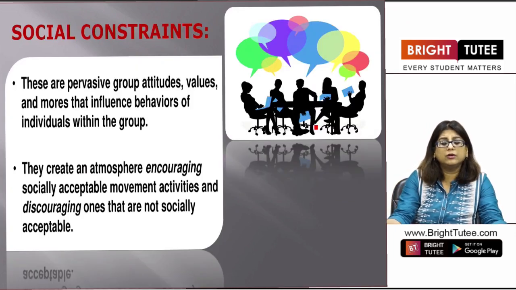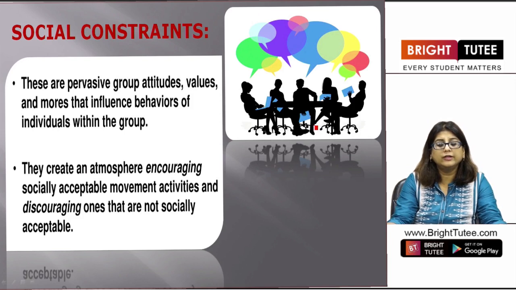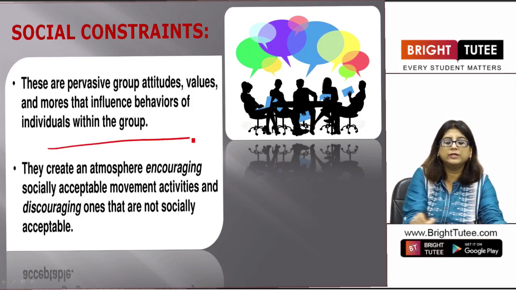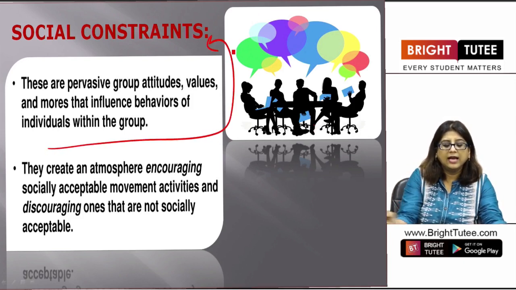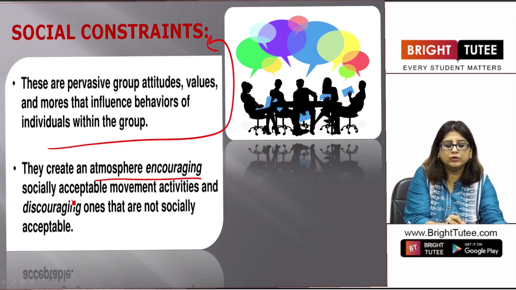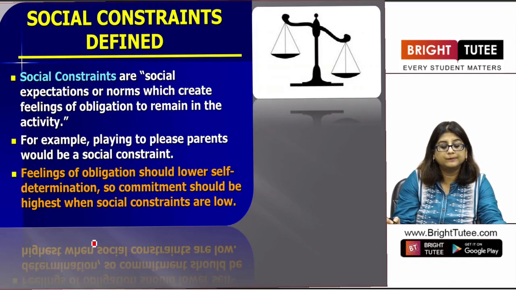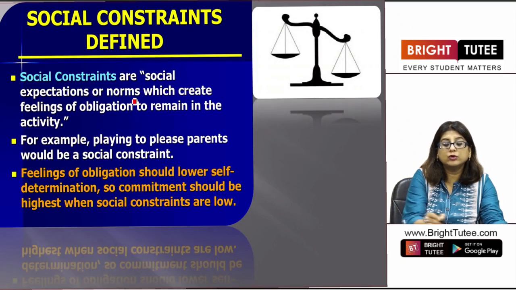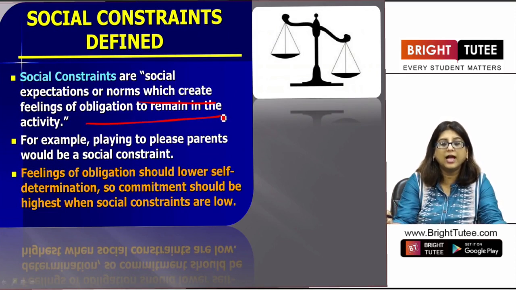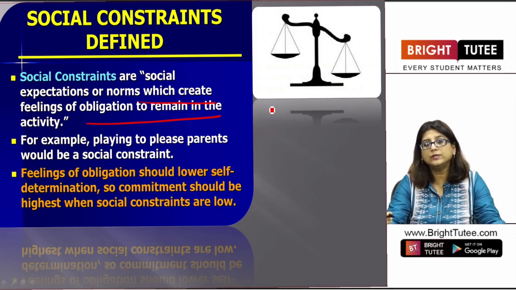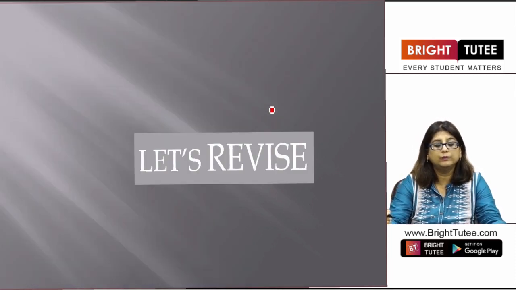These are preserved group attitudes and values that influence behaviors of individuals within the groups. These are social constraints. They create an atmosphere encouraging socially acceptable movement activities, discouraging ones that are not socially acceptable. Social constraints are social expectations or norms which create feelings of obligation to remain in the activity. For example, playing to please parents would be a social constraint, and feelings of obligation should lower self-determination. So commitment should be highest when social constraints are low.